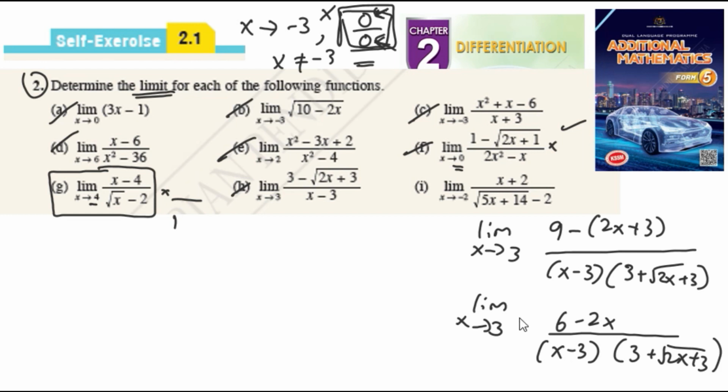So you see here, if you directly substitute above here, you see 6 minus 2 times 3, because the limit is 3, you will get 0. So you see if you can factorize more. So you cannot substitute yet. Okay, so you see here, this one 6 and 2, you can take out 2. So you take out 2, you get 3 minus x.